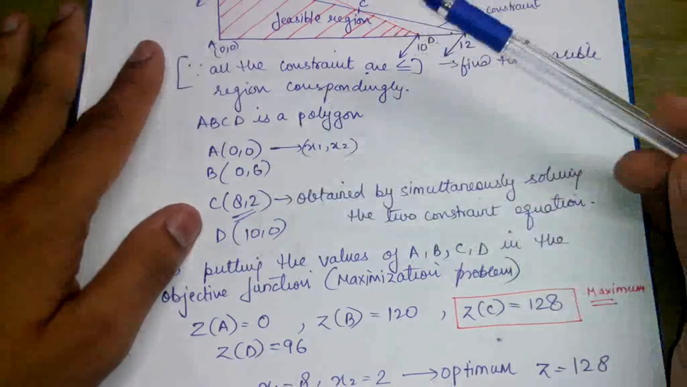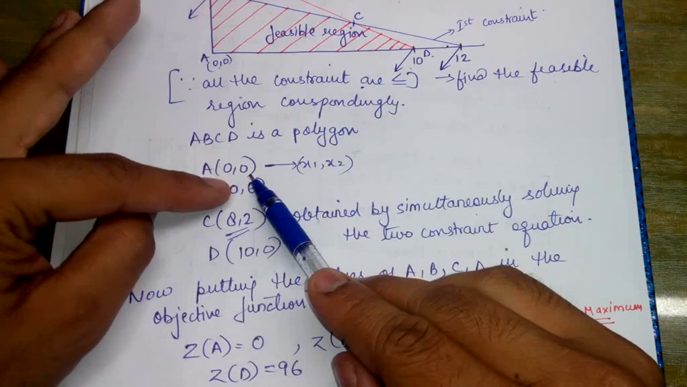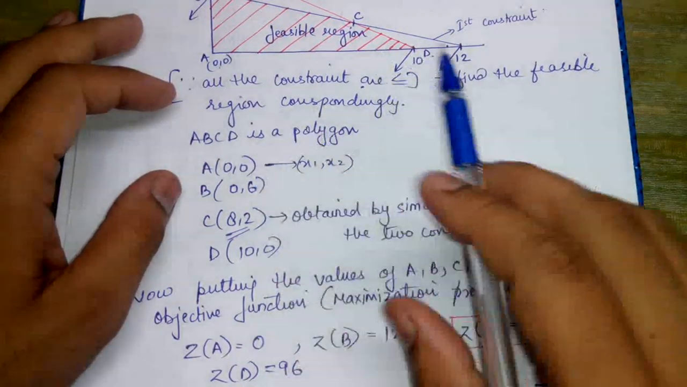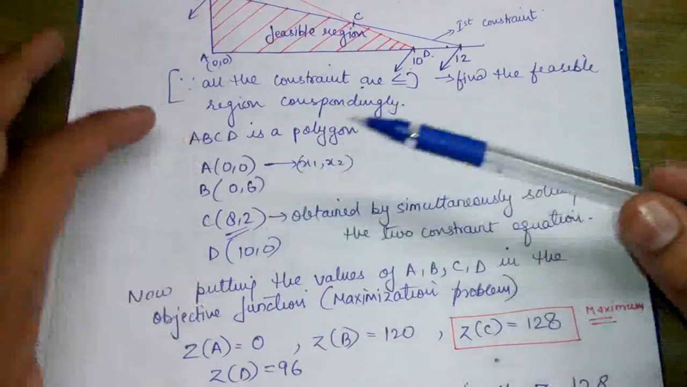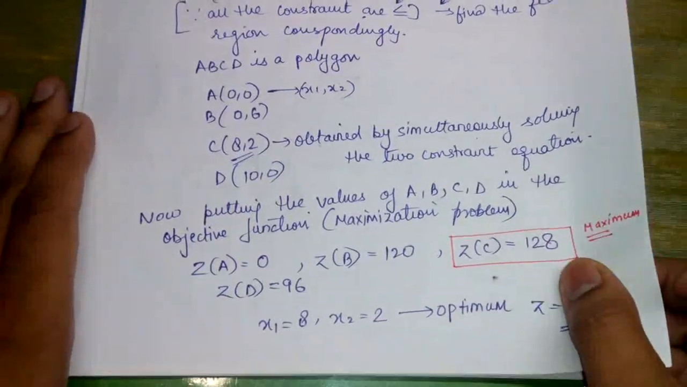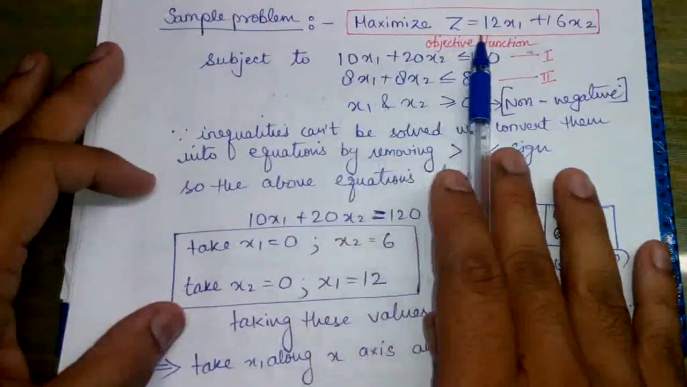The C coordinate has already been obtained. This is corresponding to x1, this is for x2. We have obtained four sets of values for x1 and x2. We will put those four sets of values one by one in our objective function, which was given as 12x1 plus 16x2.